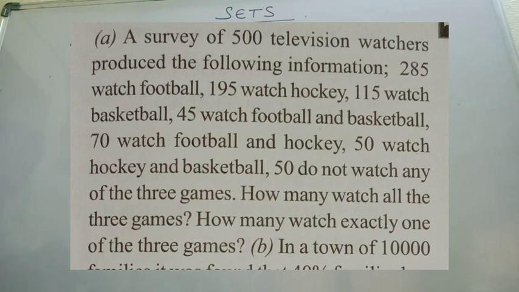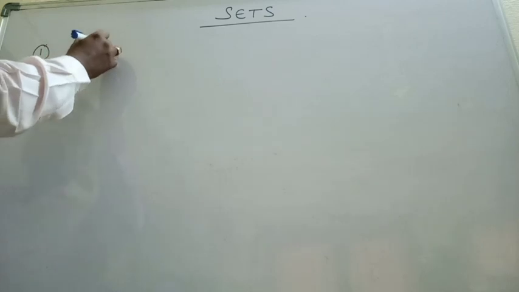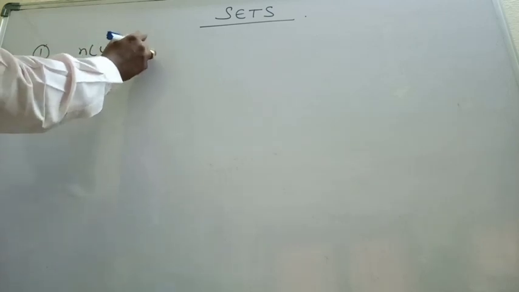This is the problem we have here. In that part we have other problems also, which we will discuss one by one. Like in a survey of 500 television watchers, see here, this first problem. We have 500 television watchers. That means n of u, n of u is equal to 500.